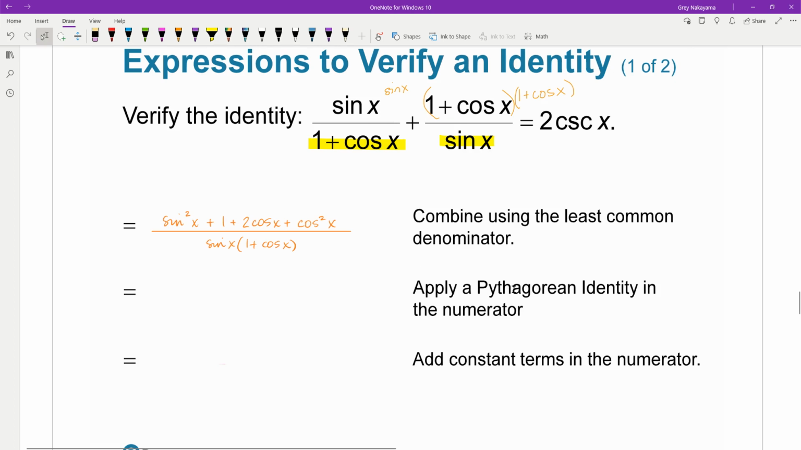All right, apply a Pythagorean identity in the numerator. Well, Pythagorean identity deals with squares. So that's a squared term and that's a squared term. And when I combine them, I get 1. So my denominator is not going to change. And then I have what I didn't do anything to, which was 1 plus 2 cosine x.